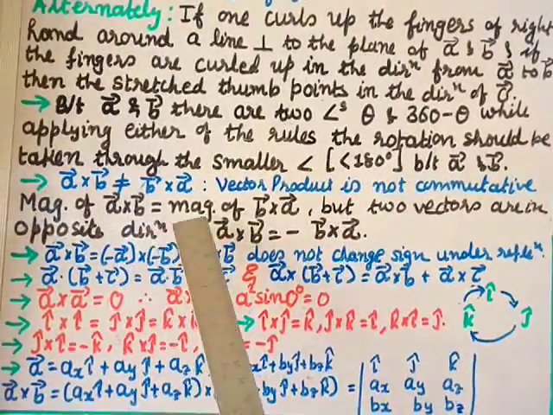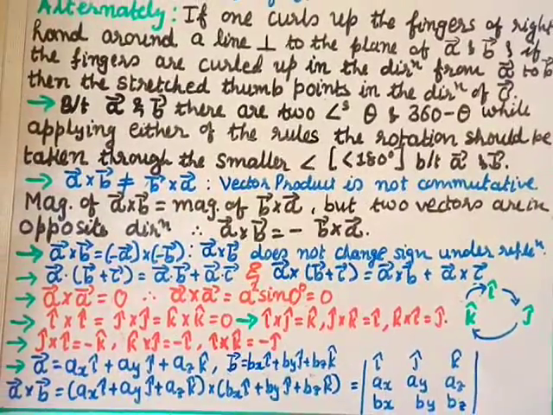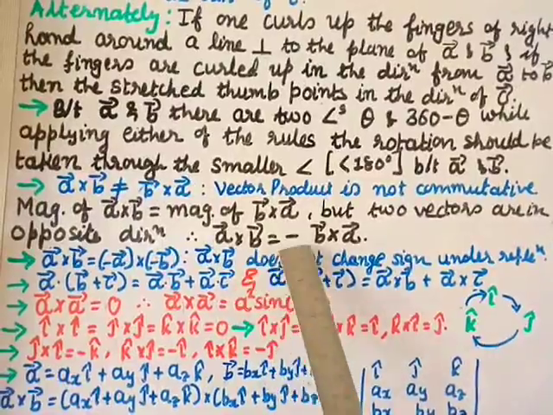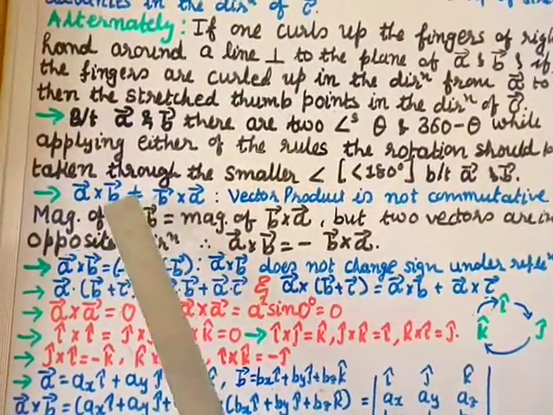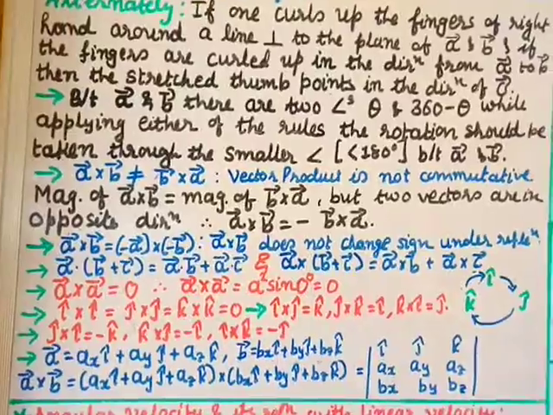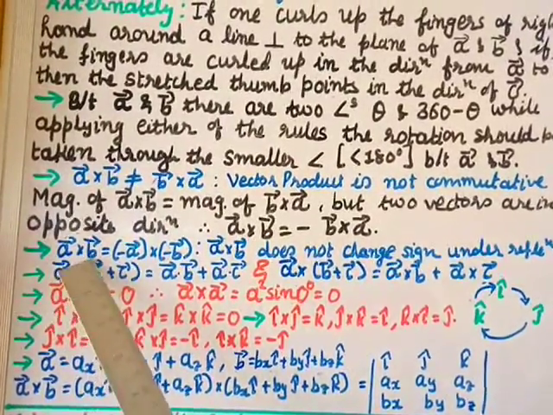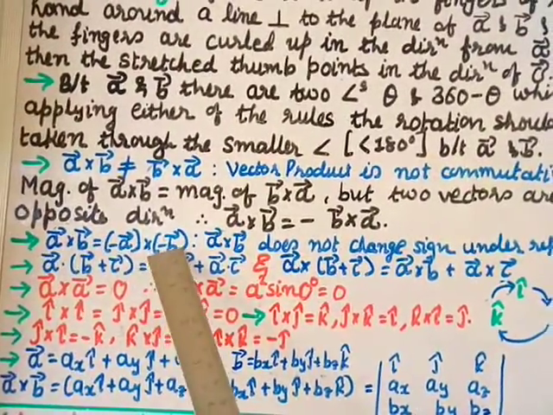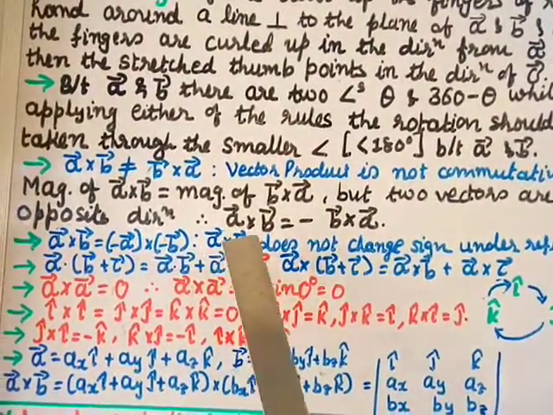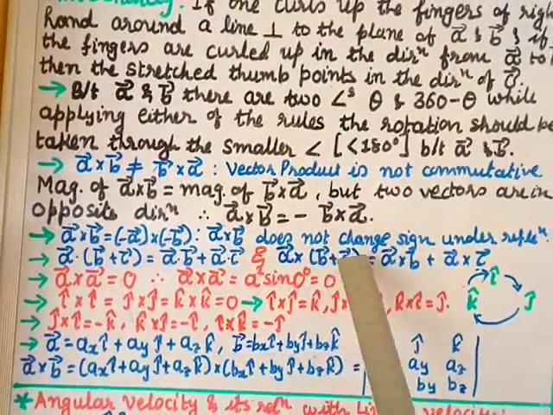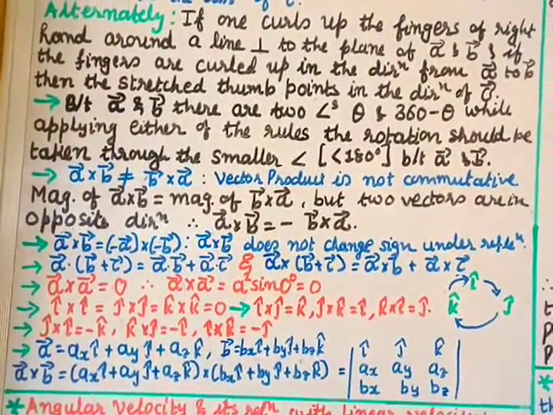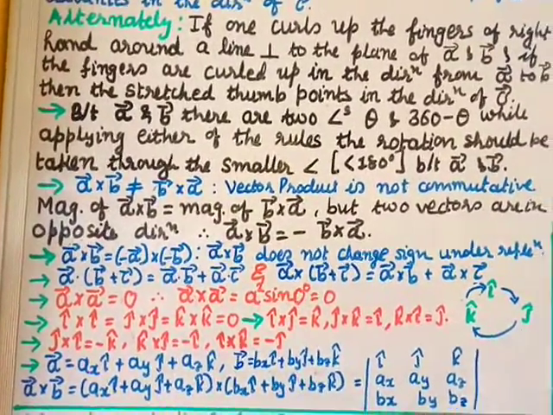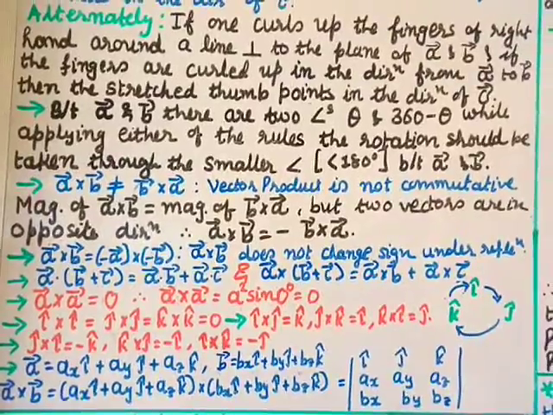Magnitude of A cross B equals magnitude of B cross A. The magnitude is the same, but the two vectors are in opposite directions. So A cross B equals minus B cross A. This equality holds only when you put a negative sign, since they are in opposite directions. Vector A cross vector B equals, if you take the negative of both, minus vector A cross minus vector B, which gives A cross B. This means that A cross B does not change sign under reflection. If you take the negative of this and that, or the reflection, and do the cross product, the sign will remain the same.